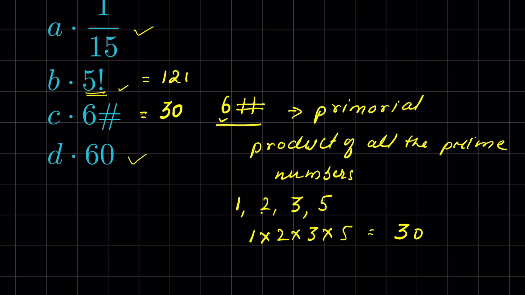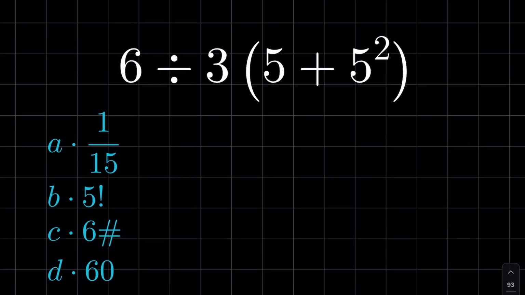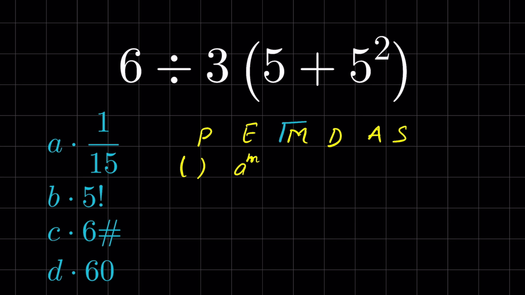Now we have 4 options: 1 upon 15, 120, 30 and 60. So this is a question of order of operations. In order of operations, we first solve parentheses, then comes exponents, then multiplication, division, addition, subtraction. But remember, multiplication and division are grouped together, and addition and subtraction are also grouped together because they have equal priority. We solve them from left to right, whichever comes first.